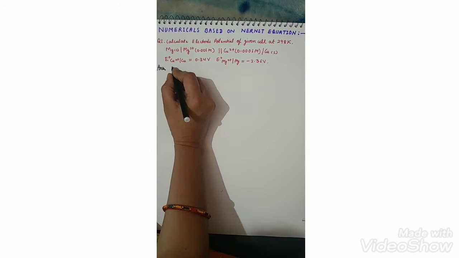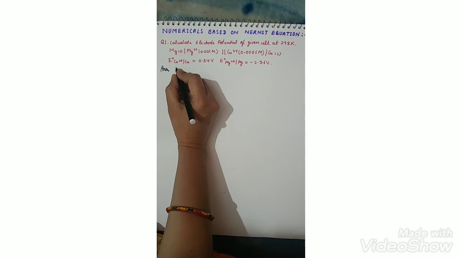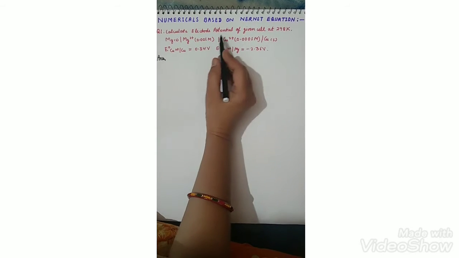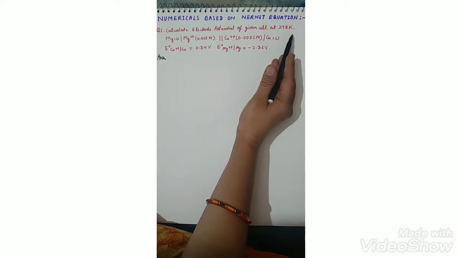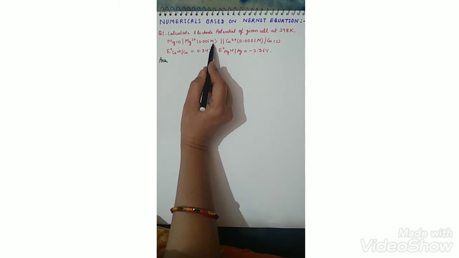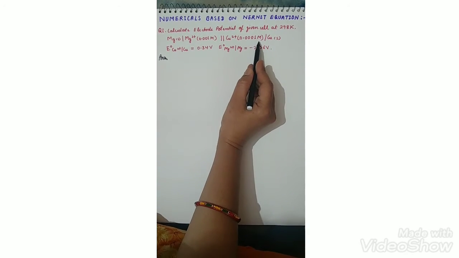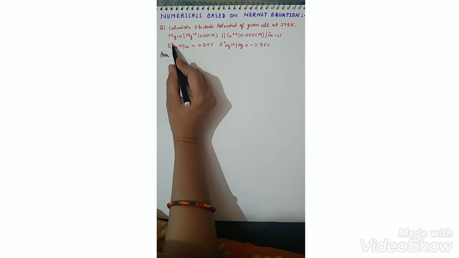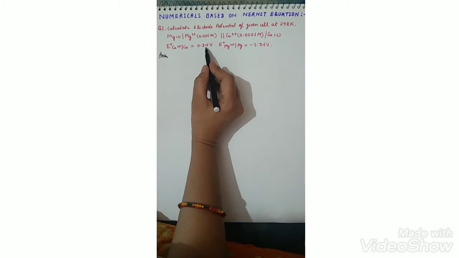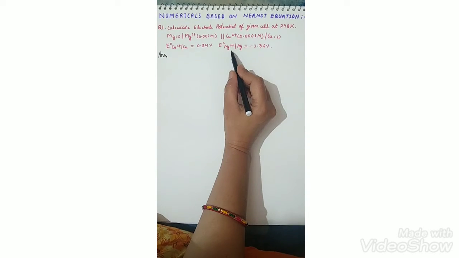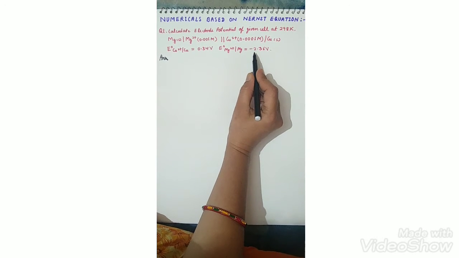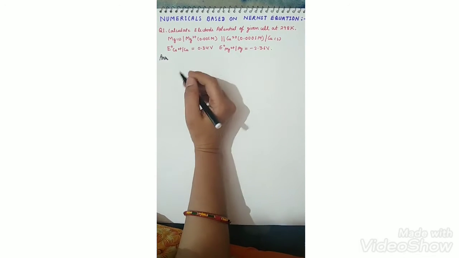Good morning, students. Today we will solve numericals based on the Nernst equation. So the first question is, calculate the electrode potential of the given cell at 298 Kelvin. Magnesium gives magnesium ion, concentration is given, then salt bridge, then copper electrode. E naught, that is the standard reduction potential of the copper electrode, is given as 0.34 volt. And the electrode potential of the magnesium electrode is given as minus 2.36 volt.